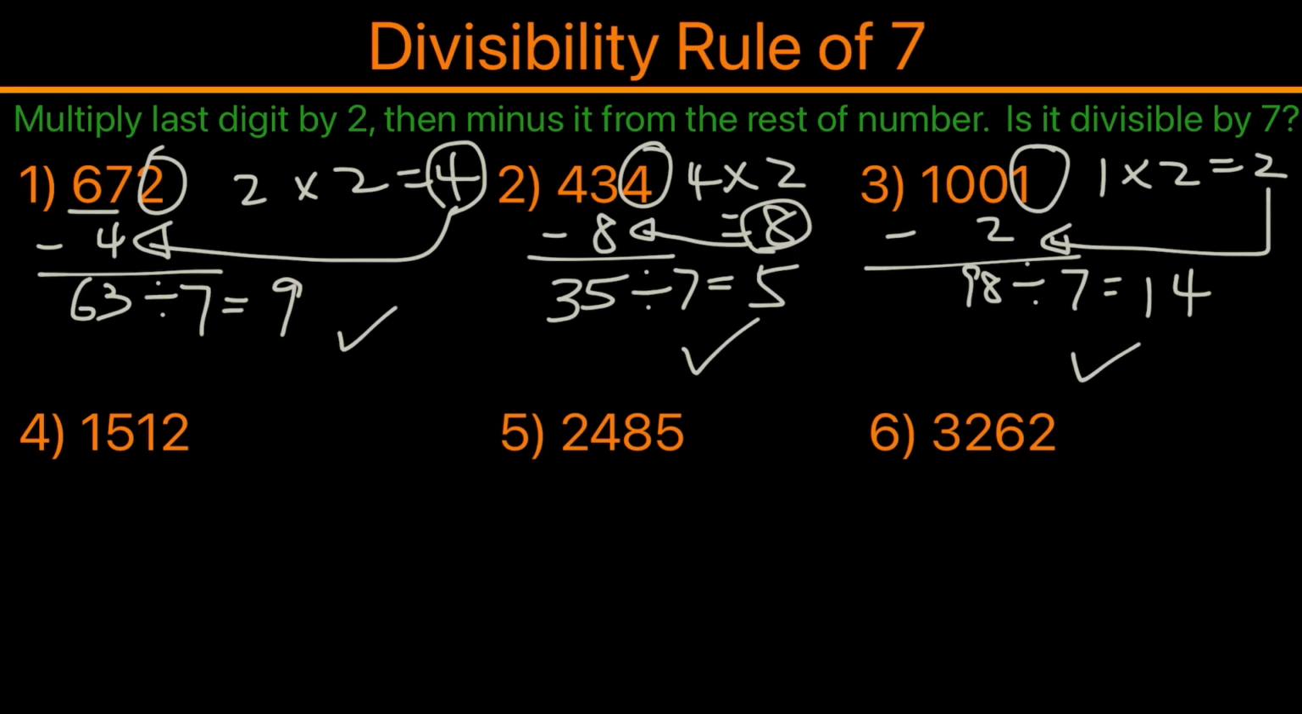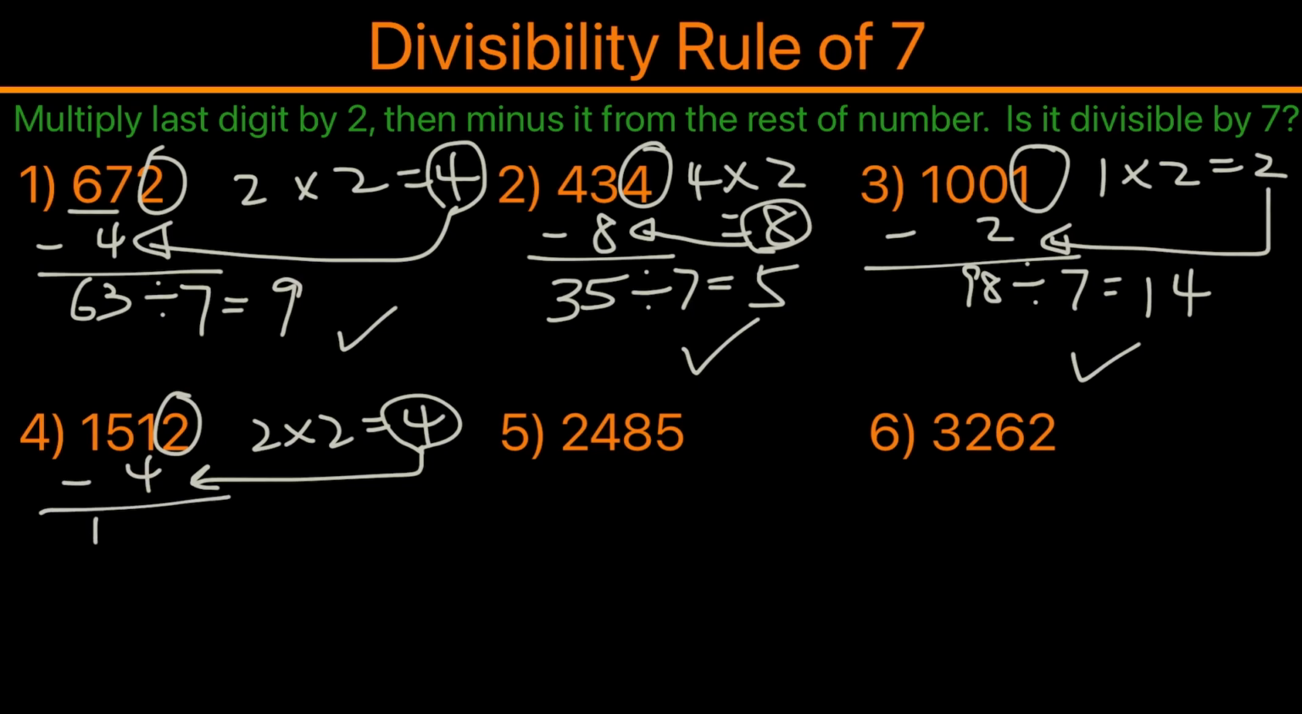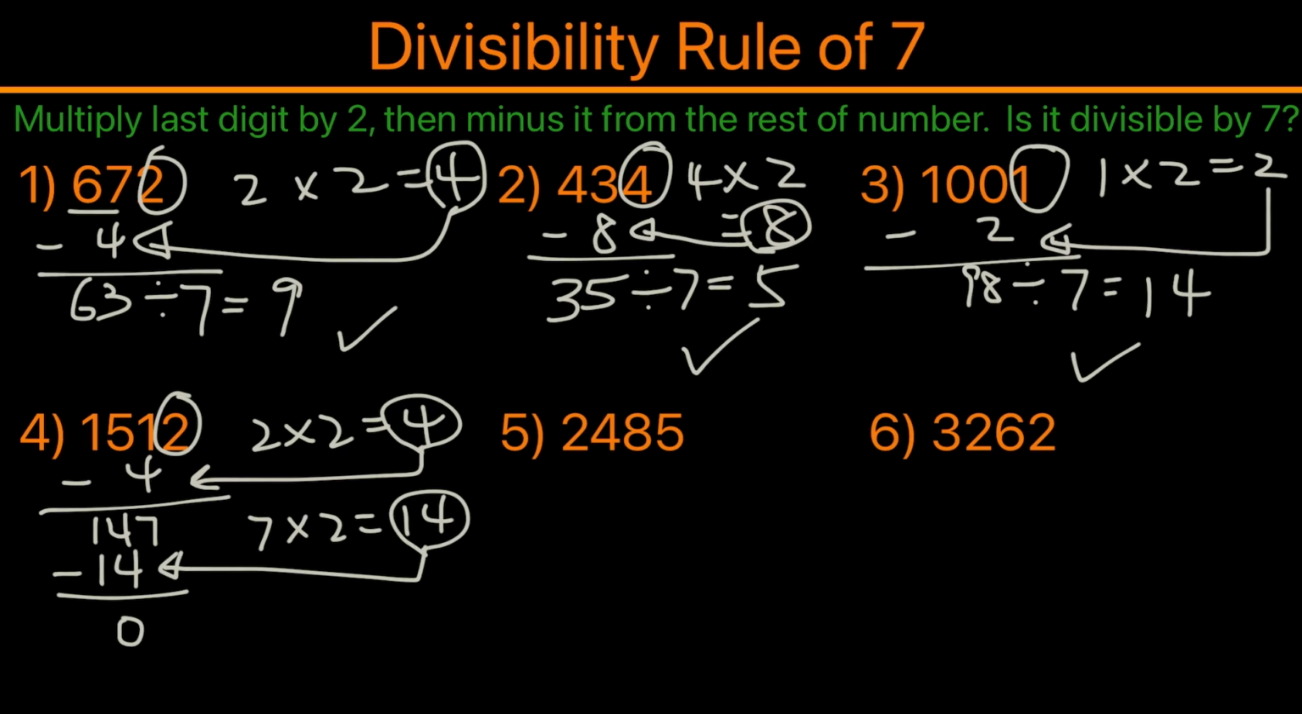And for number 4, we have 1512. Taking the last digit, 2 times 2 equals 4. Minus 4 becomes 147. Now 147 is 3 digits, so we're going to do this process again. So we're going to take the 7, and then times 2, which equals 14. Then we're going to place it right here for the rest of the two numbers, and that becomes 0. And 0 divided by 7 is 0, so that means it also checks out.